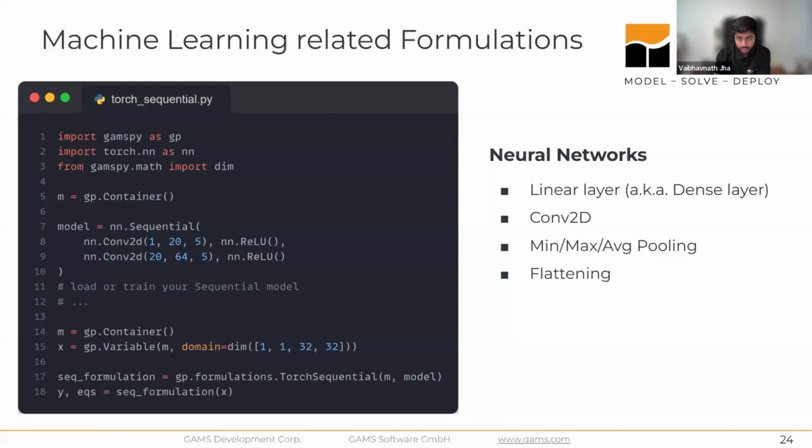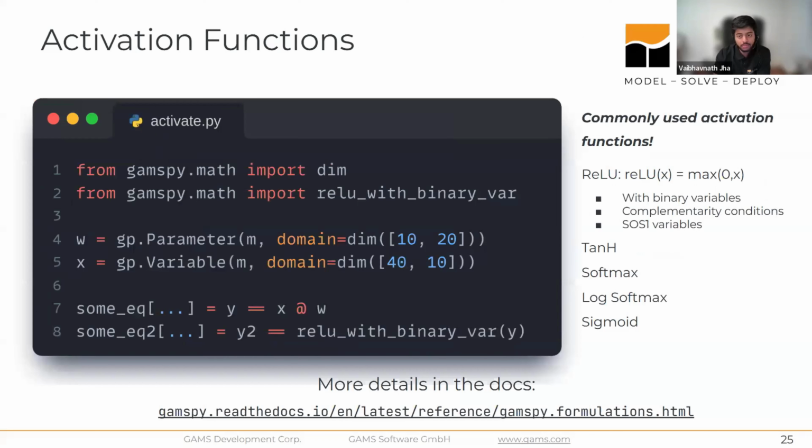In addition to the formulations, GAMSPy also supports some commonly used activation functions when working with neural networks. You can directly generate an activation function such as ReLU or hyperbolic tangent from the gamspy.math submodule. For example, in this case, when we use the ReLU with binary variable, GAMSPy generates under the hood one binary variable, one positive variable, and three equations.